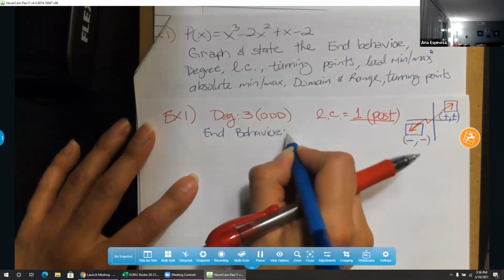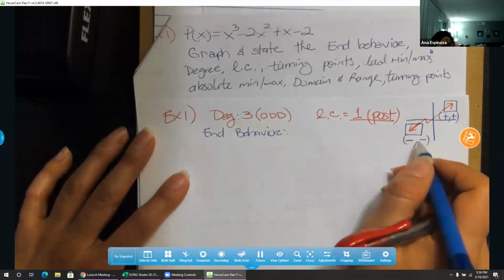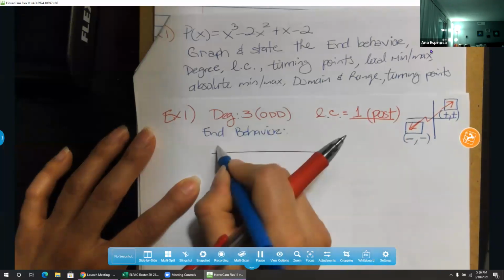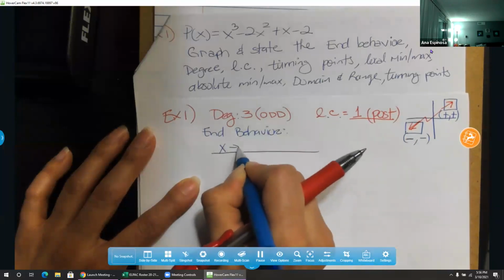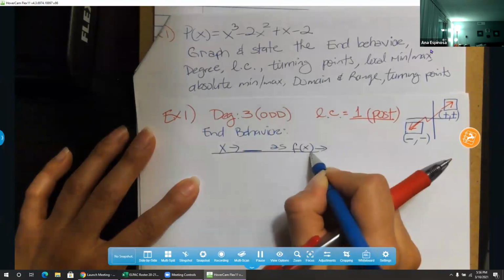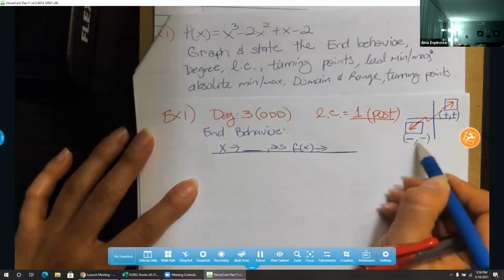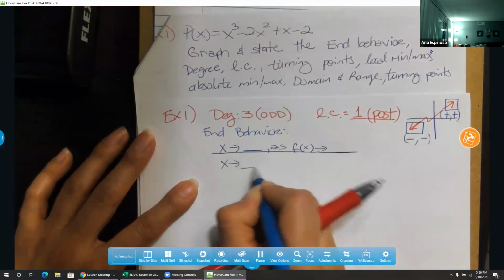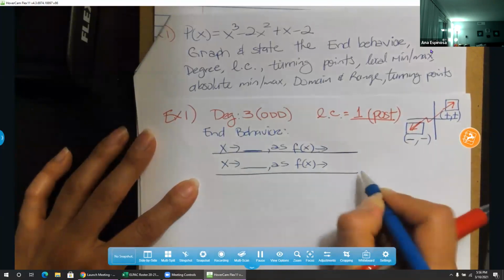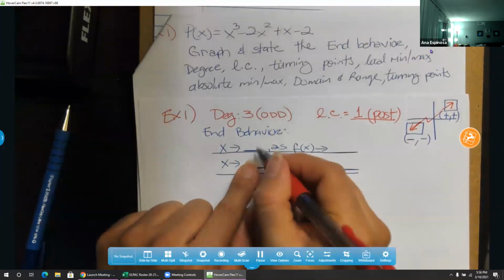will have one sentence per arrow. So for this arrow down here, it's going to be x goes to blank as f of x goes to blank. Okay, so for this bottom one, negative.